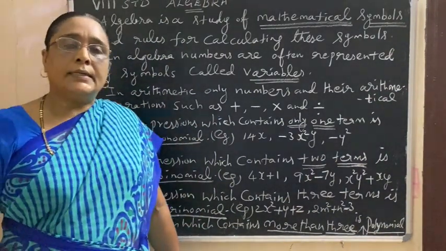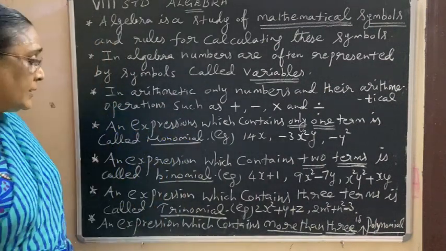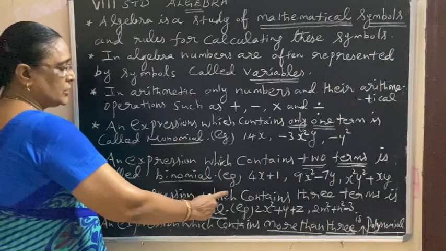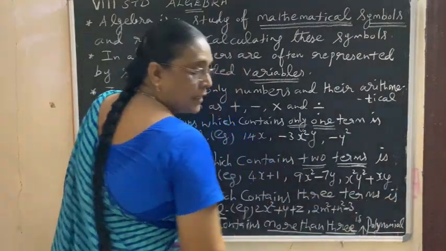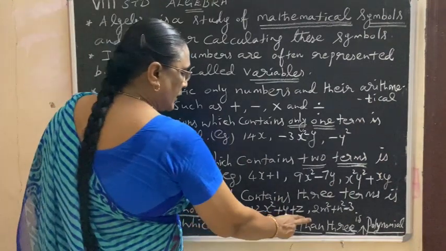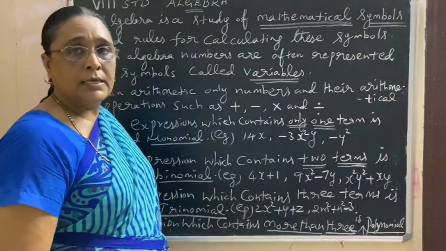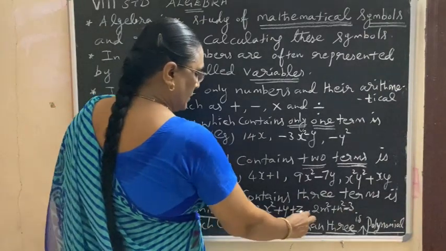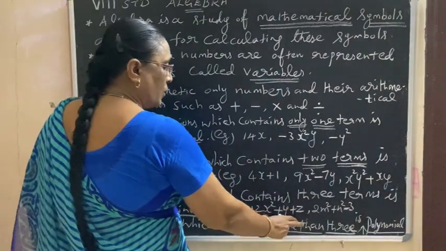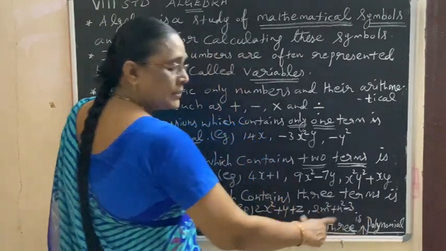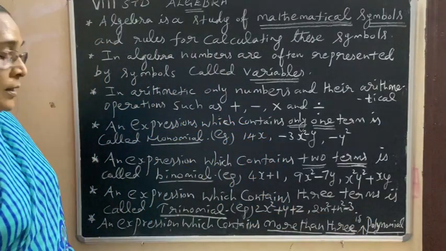What is the next type? Trinomial. What is meant by trinomial? Tri means three. An expression which contains three terms is called a trinomial. Example: 2x square plus x plus z. This is one trinomial. Another, 2m square plus n square minus 6. This is another trinomial.